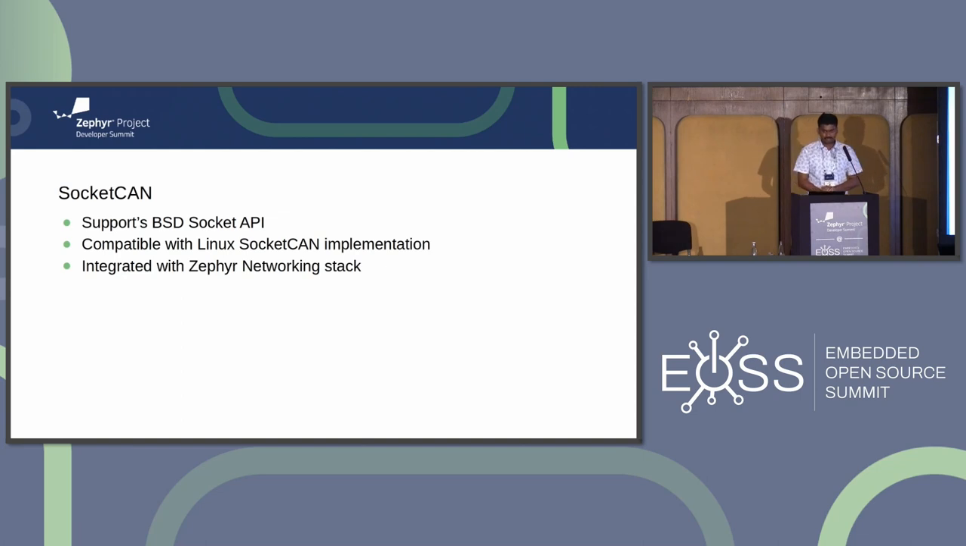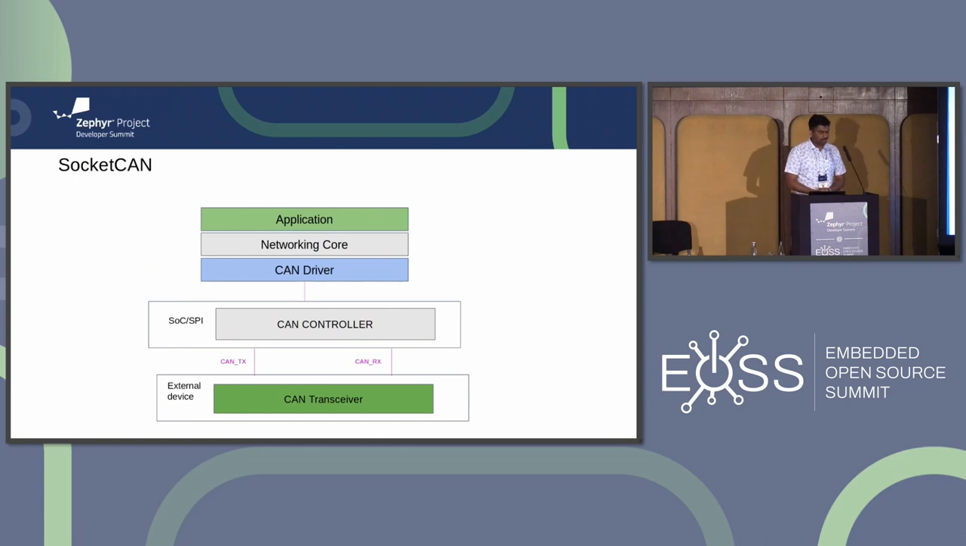Zephyr also supports a SocketCAN based implementation. It lets the user interact with a CAN controller with the BSD socket APIs: socket, send, receive, accept, bind, close, etc. So it is compatible with the Linux socket based implementation, and this socket API is based on the Zephyr networking stack. This is how SocketCAN looks. In between, it uses the networking core from Zephyr.